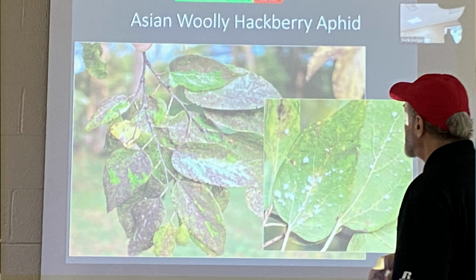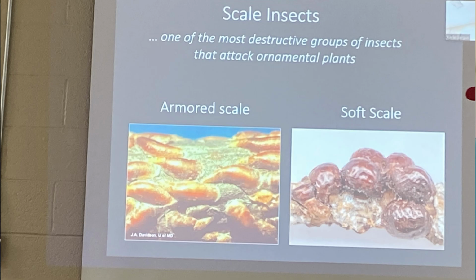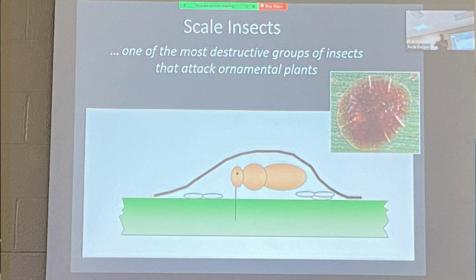Asian woolly hackberry aphid. And that's what that looks like. Little fuzzy thing. Scale insects. One of the most destructive groups of insects that attack ornamental plants.